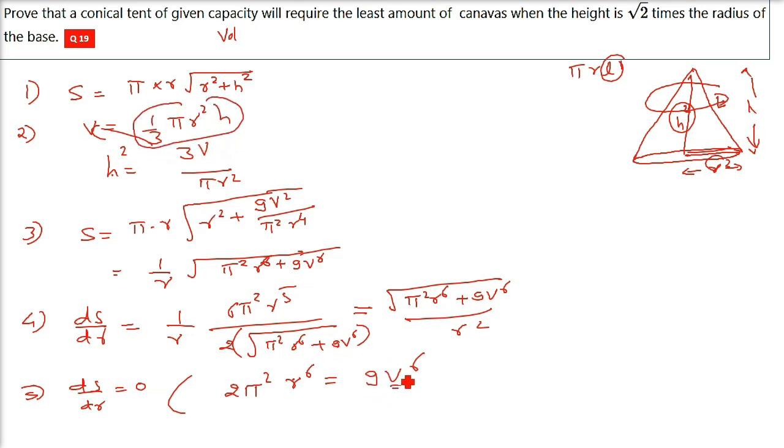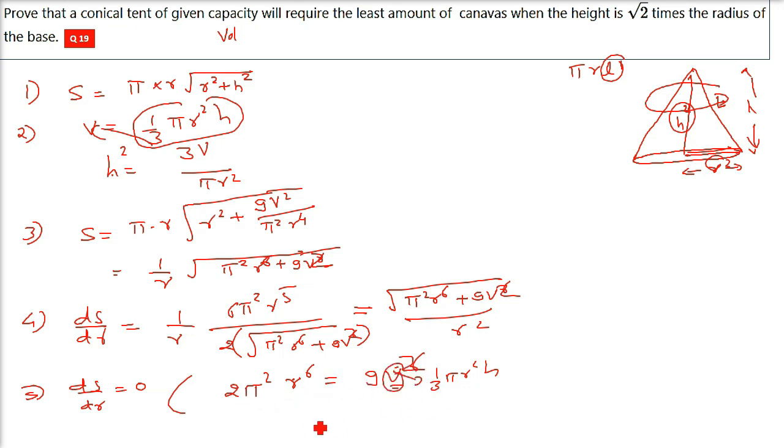And v is already there with us, 1 by 3 pi r square h is already there. In place of this v raised 6, which is a slight mistake which I committed, I'll make it as v square. V square is 1 by 3 pi r square h whole square. It will be 1 by 9 pi square r raised 4 h square. And this square, as I said, I'm replacing it. So we are going to get a relationship.